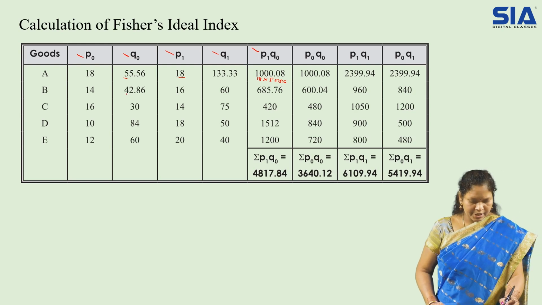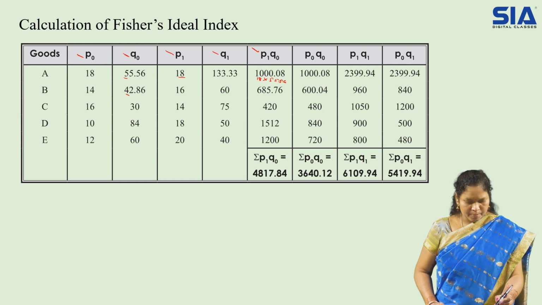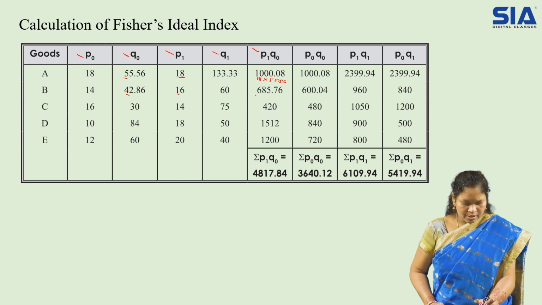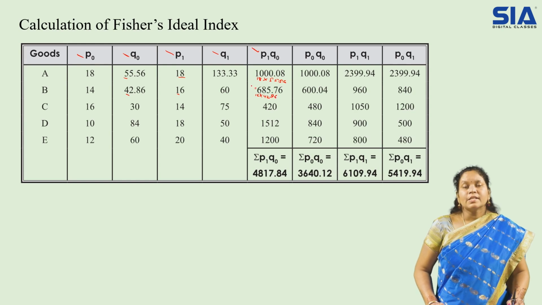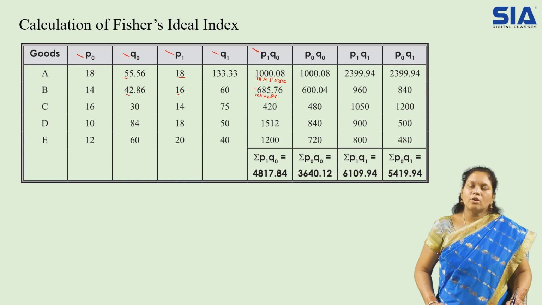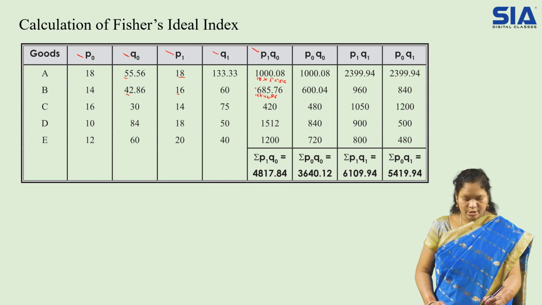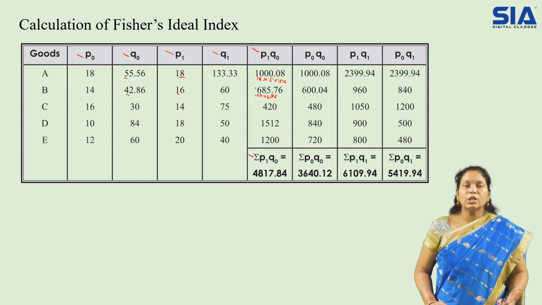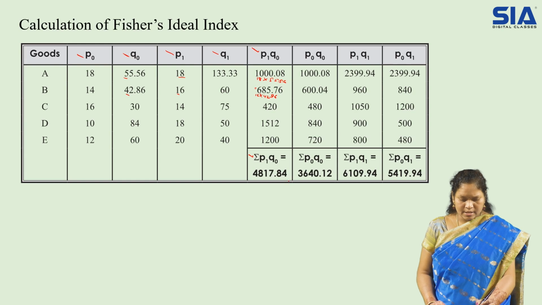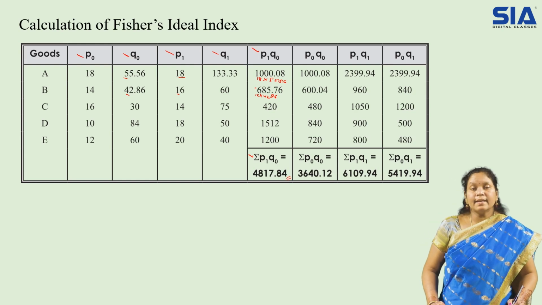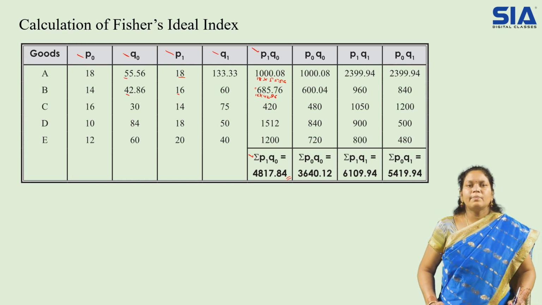One more value, let us check it out. 42.86 I have Q0 and P1 I have 16. So 16 into 42.86 you do, will get the answer. So like that, you have to find out all other values to obtain this column. Now what we have to do, simply add up all the values and get its total, that is summation P1 Q0. So I have got some answer for this column. So similarly, let us go for identifying remaining columns.